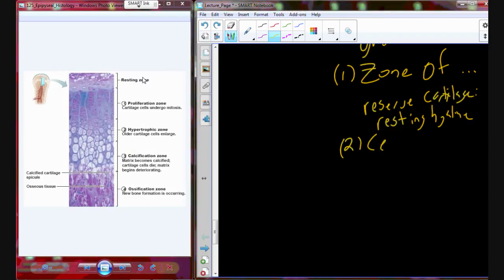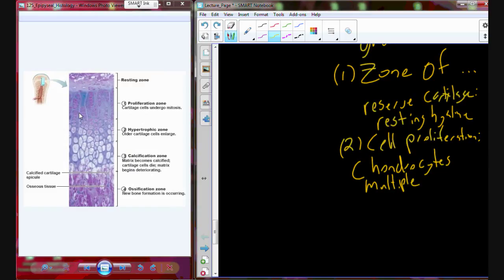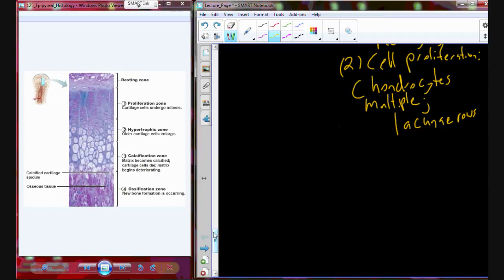Then we're going to have the zone of cell proliferation. Just like its name suggests, we're going to have cartilage-containing cells, chondrocytes, in multiple layers, and multiple rows of lacunae. The chondrocytes multiply, and we get these rows of lacunae that move through that proliferation zone, all by mitosis. From our resting zone, a row of chondrocytes forms, and then another row, and the rows push their way through this zone of proliferation until we get down here, where those rows now begin to change. Does this make sense?